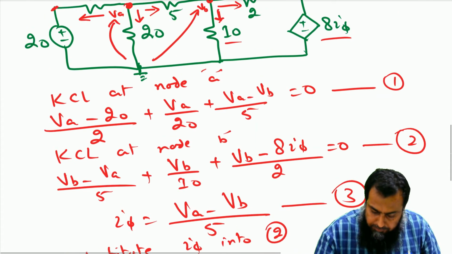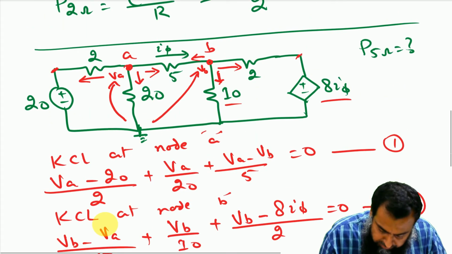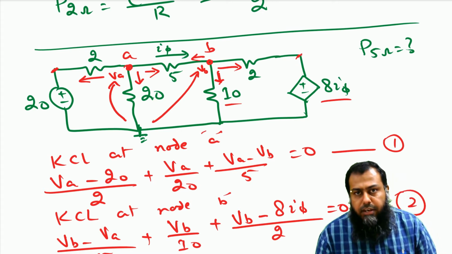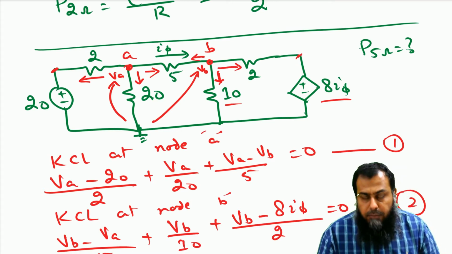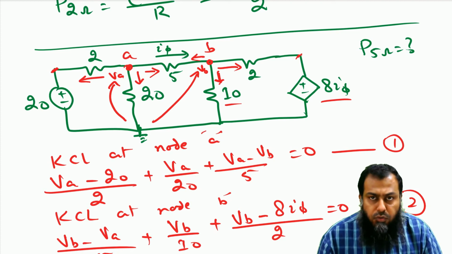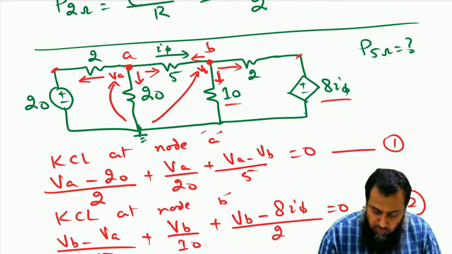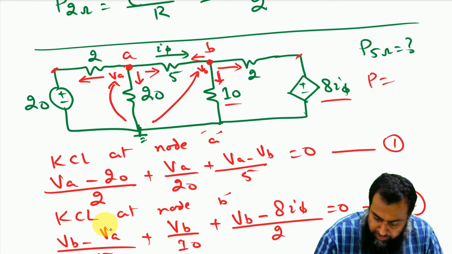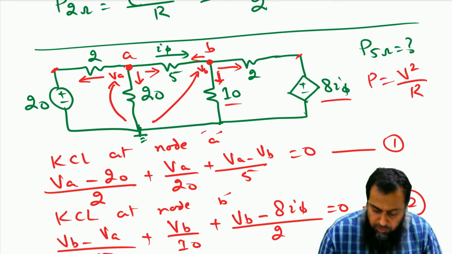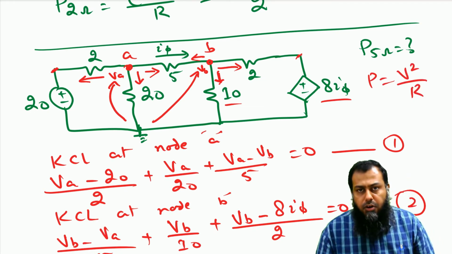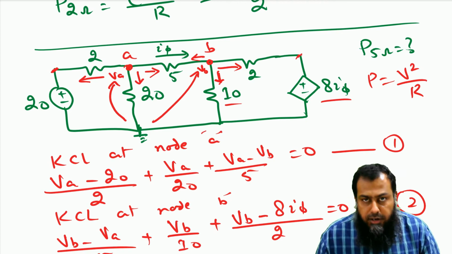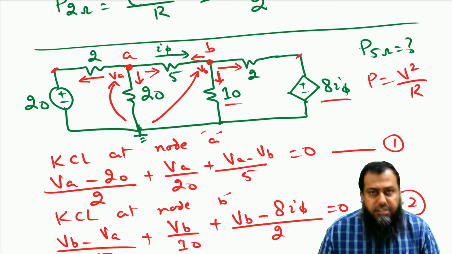Now that we have calculated VA and VB, it is very easy to find the power and the current flowing through any of the elements. For example, the power required for the 5 ohm resistance, P of 5 ohm, I can calculate by V square over R, because for that I do not need any calculation of the current flowing through this 5 ohm resistance.